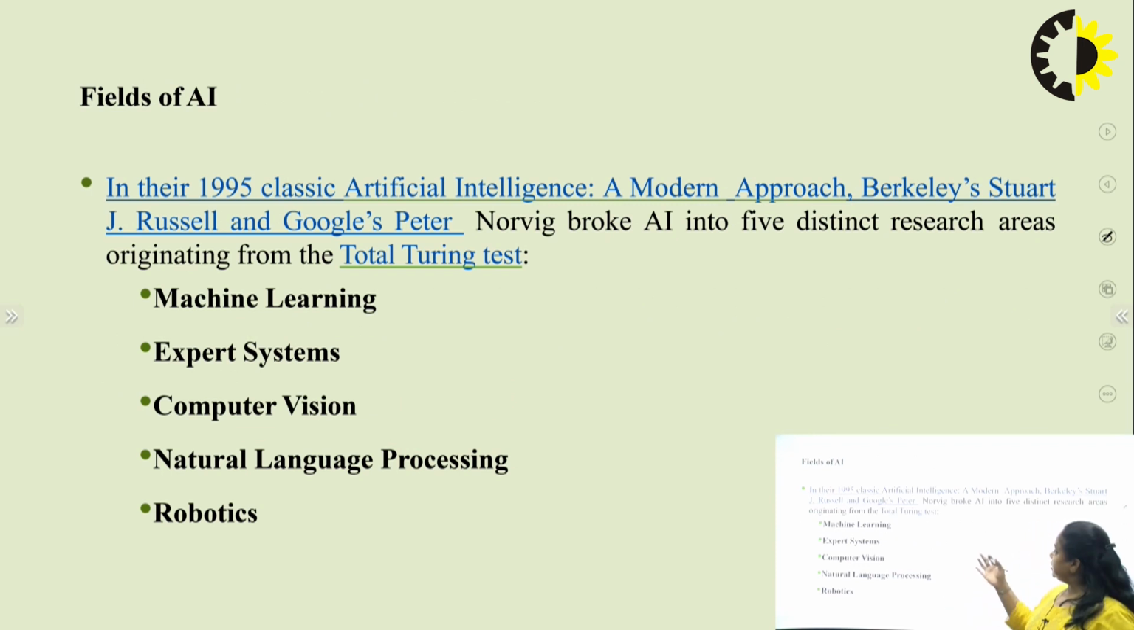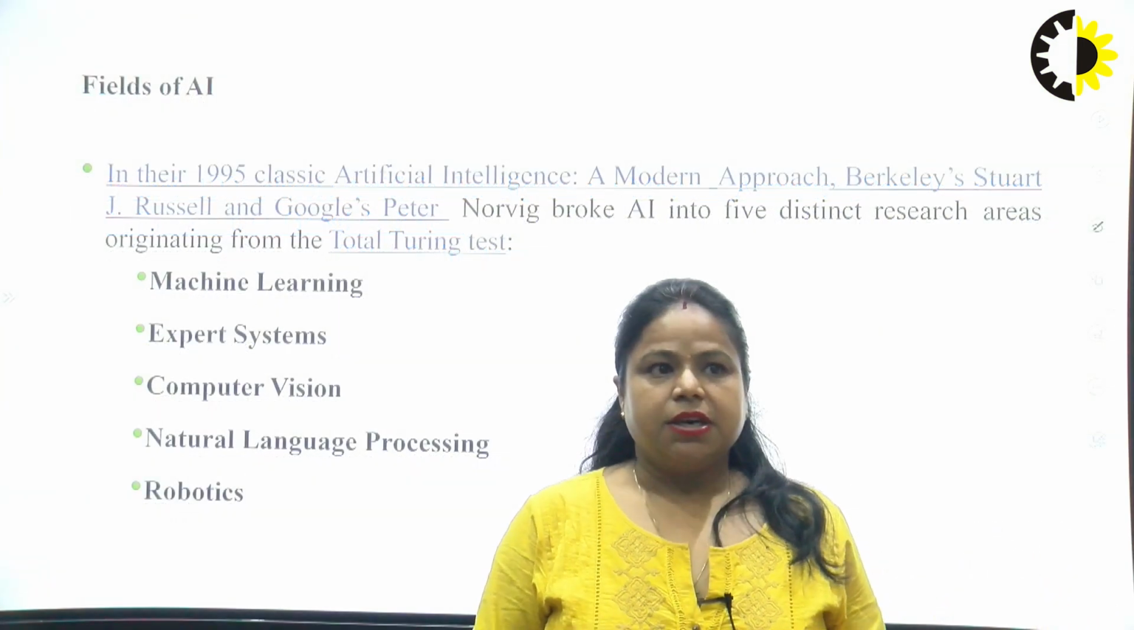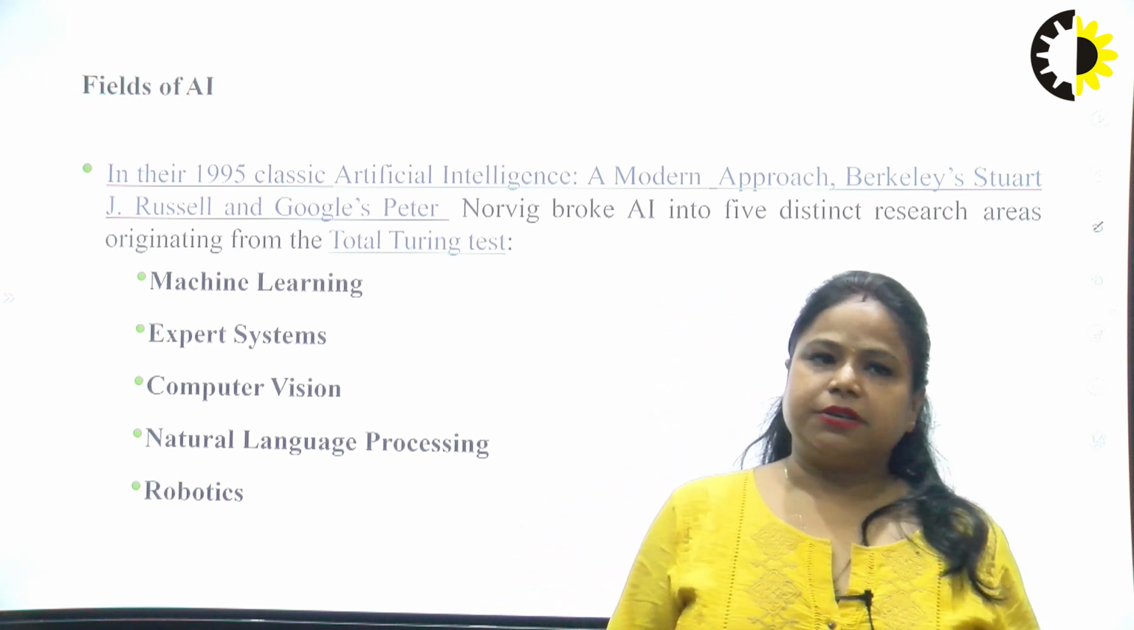Now these are the 5 total fields where we are going to talk about artificial intelligence. In 1995, in classical artificial intelligence, Stuart Russell and Peter Norvig broke the complete field of artificial intelligence into 5 distinct research areas originating from the Turing test.